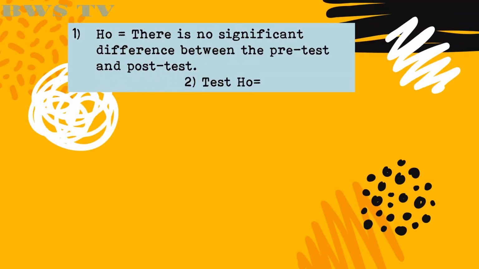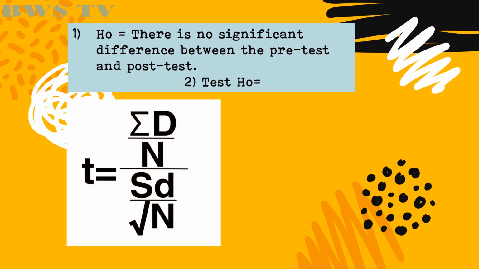What you have to do is formulate the null hypothesis. When you formulate a null hypothesis, it's always a negative statement. So in this example, our null hypothesis would be there is no significant difference between the pre-test and the post-test. Next, we have to test whether the null hypothesis would be accepted or rejected. So let's find out. We all know this is the formula, right? You just have to substitute those values since you already got them from the previous slide.